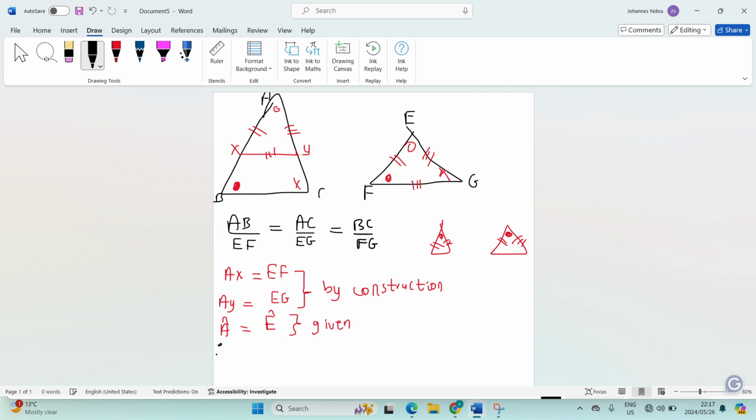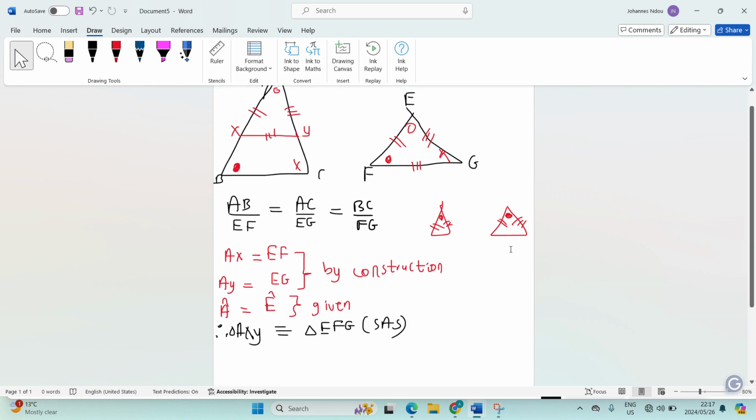Then I can say that because the angle in AXY, angle A, is the same as the angle in EFG, angle E, and AX and AY, which are the sides between the angle A, and EF and EG, which are the lines between the angle, are the same. Therefore, triangle AXY is congruent to triangle EFG, and the order doesn't matter in congruence. Now the reason for that is side, the angle between them, and the other side. Now we have proved that.